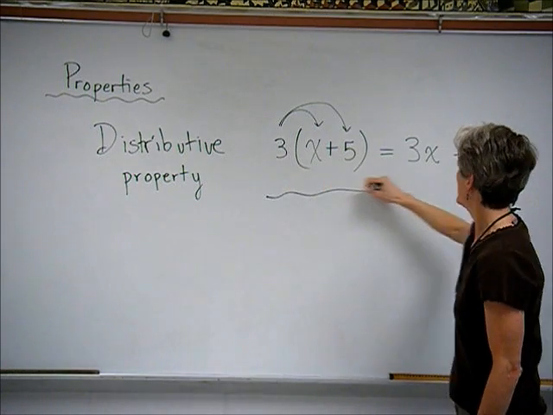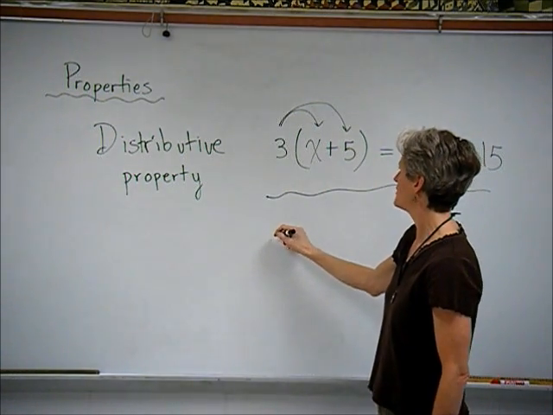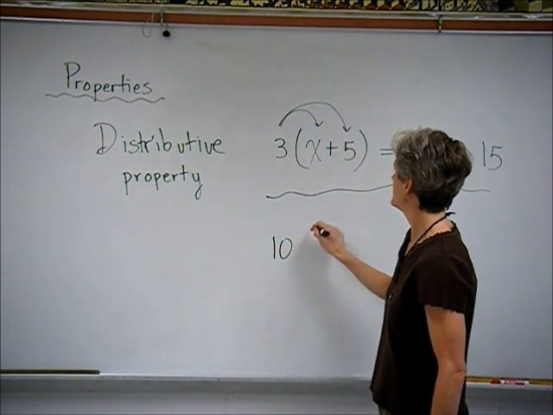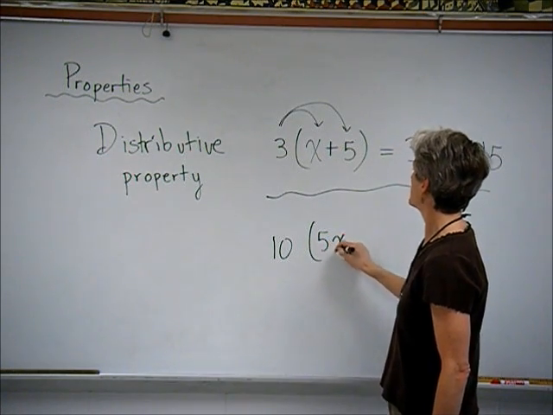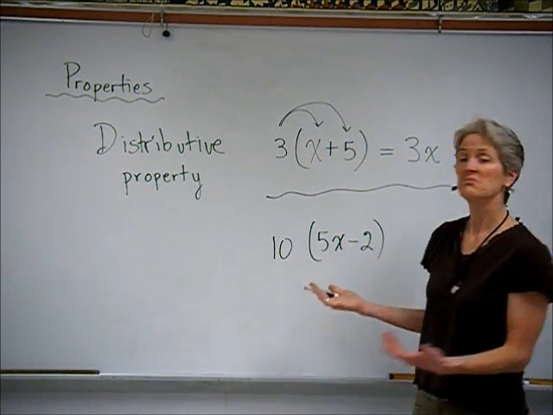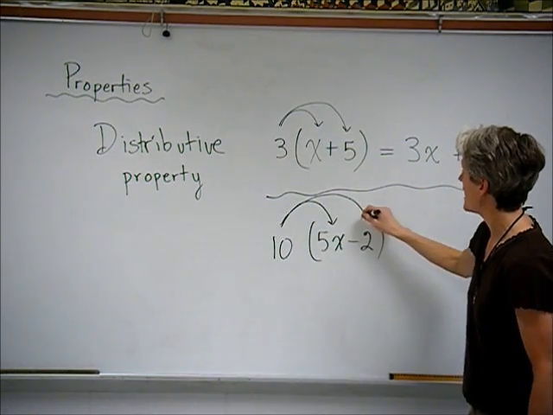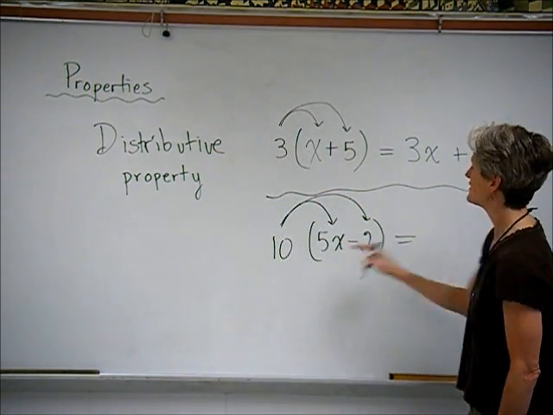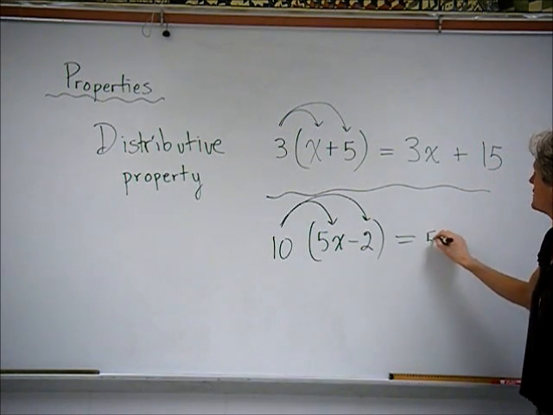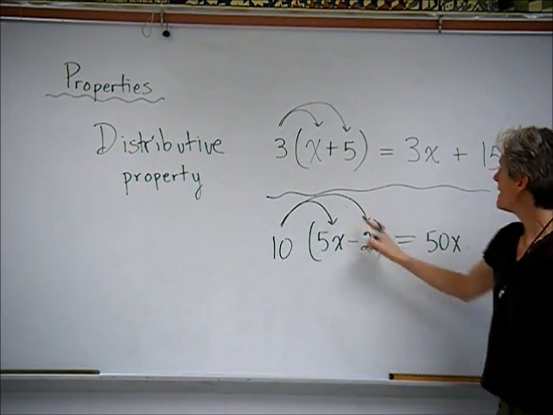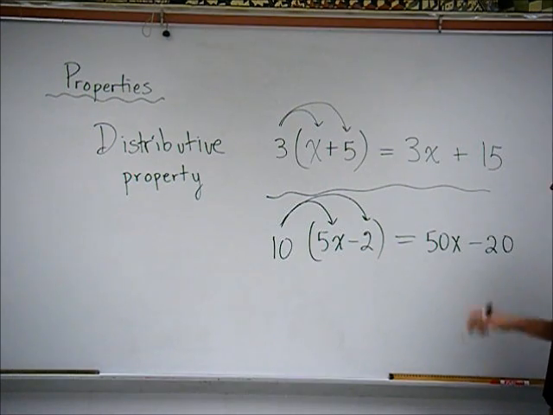And of course, it could be subtraction if I wanted to. Let's say I had a 10 and a 5x minus 2, right? As long as I'm multiplying that 10 by that whole expression, I can distribute that 10. That's going to be 50x minus 20.